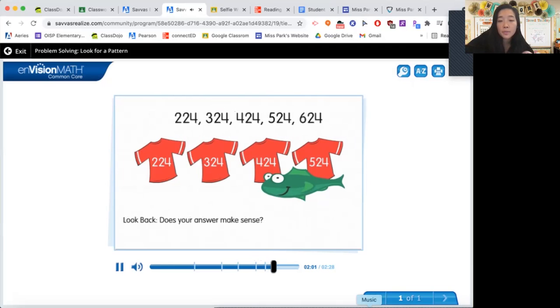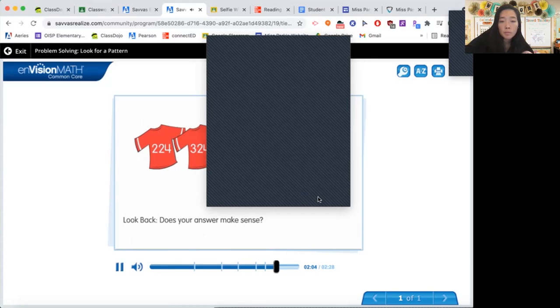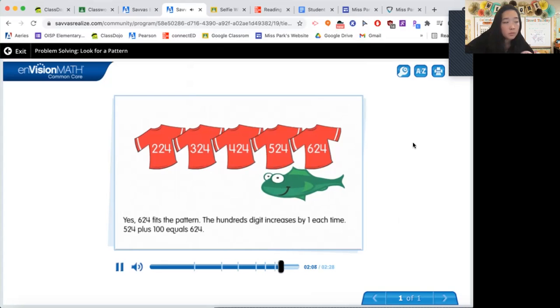Look back. Does your answer make sense? Yes, 624 fits the pattern. The hundreds digit increases by 1 each time. 524 plus 100 equals 624. Now you know how to look for a pattern to solve a problem.